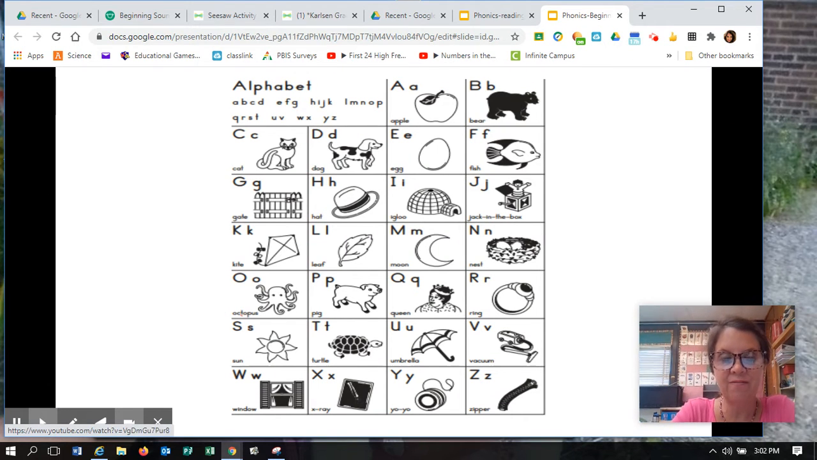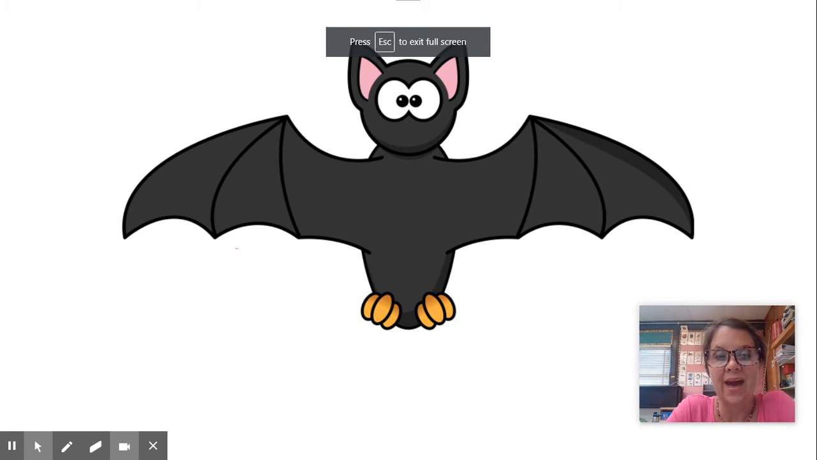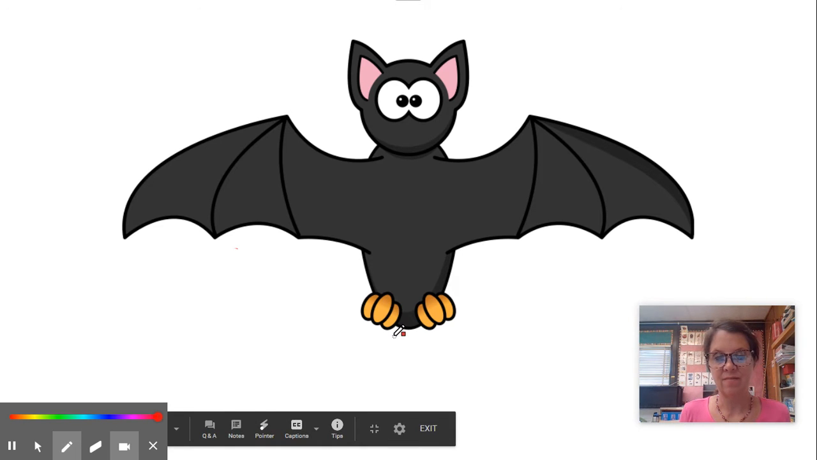Okay, so that was a lot of fun. So this is a bat. When I say the sounds in bat, I hear b, at. The beginning sound or first sound I heard was b. So I'm going to identify the beginning sound in bat as a B.